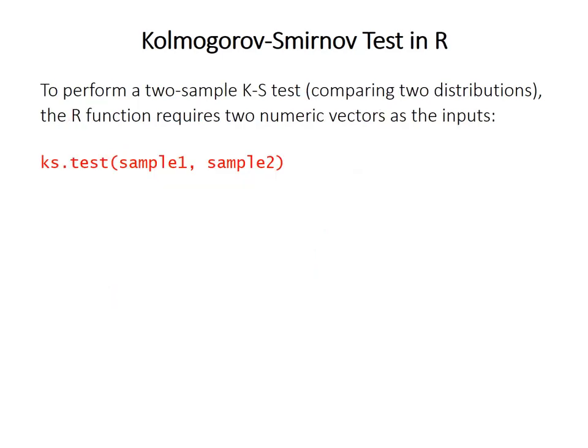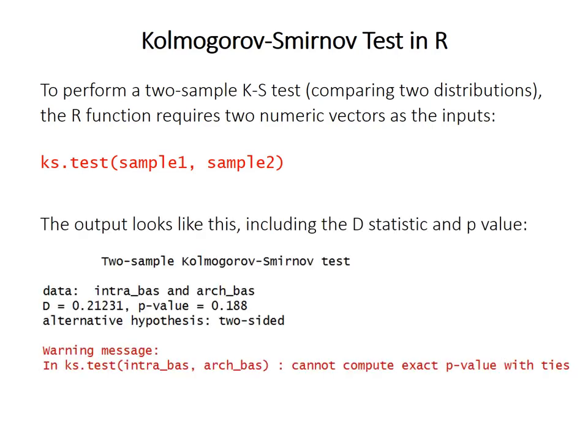So the R function for a two-sample KS test is called ks.test, and it requires two numeric vectors separated by a comma as the input. So sample 1 is a numeric vector, and sample 2 is a numeric vector. The output looks like this.